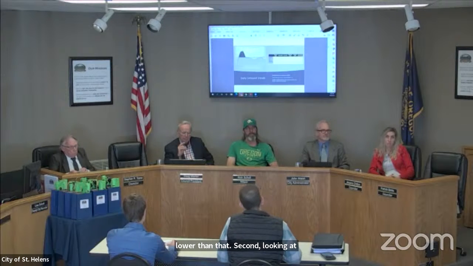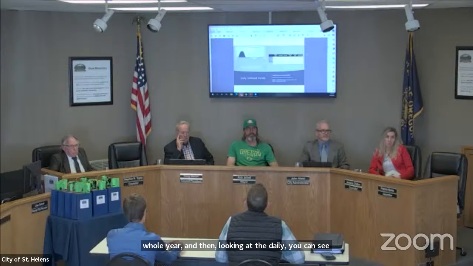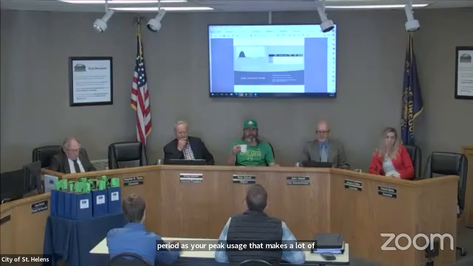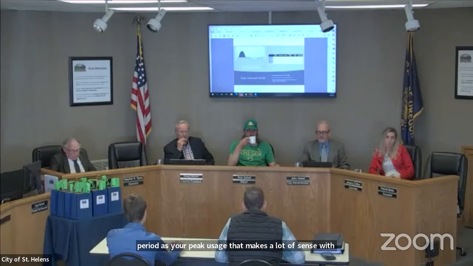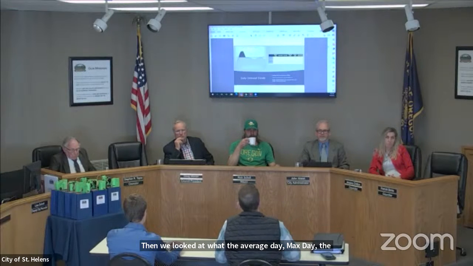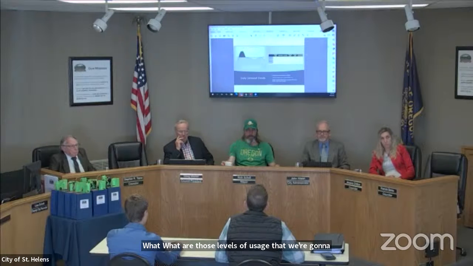Next one. We look at the whole year, and then looking at the daily, you can see what that typical usage looks like with that curve. It shows that early morning time period as your peak usage. That makes a lot of sense with irrigation and things like that, which happens throughout the night to be more efficient. Then we looked at the average day, max day, and peak hour levels of usage that we're going to want to plug into the water model to test it and see how the system operates.